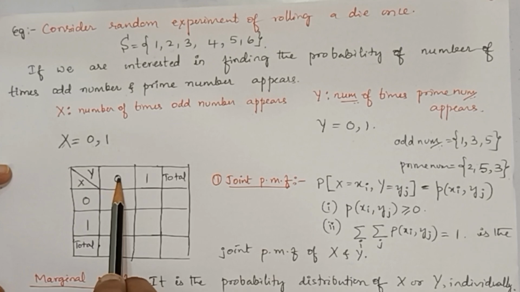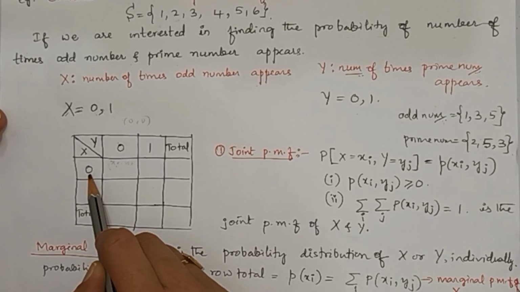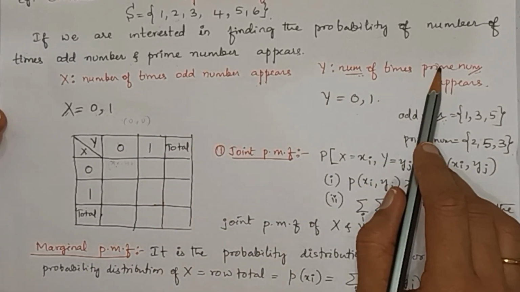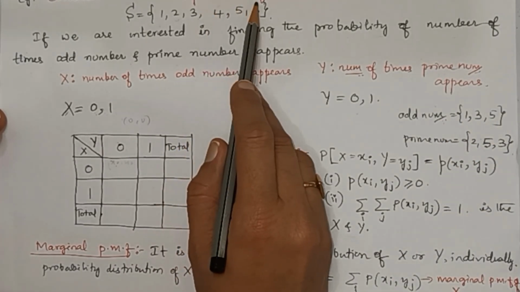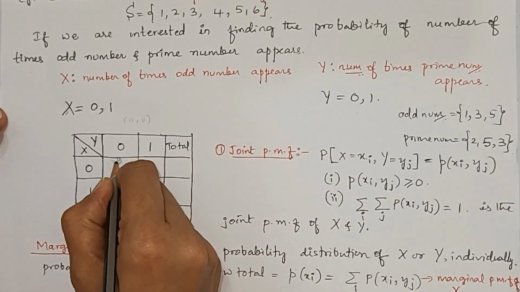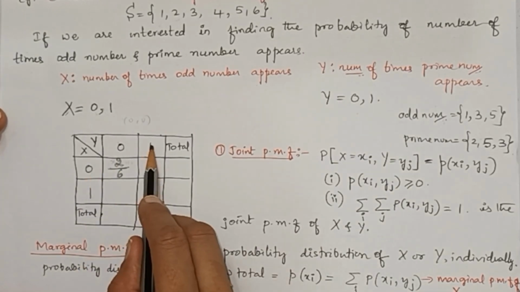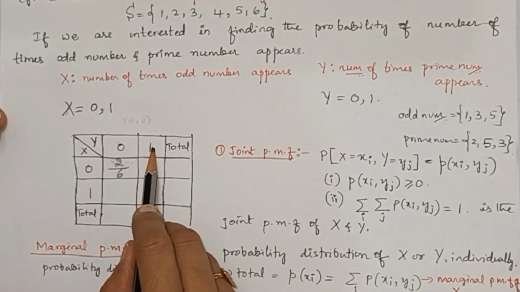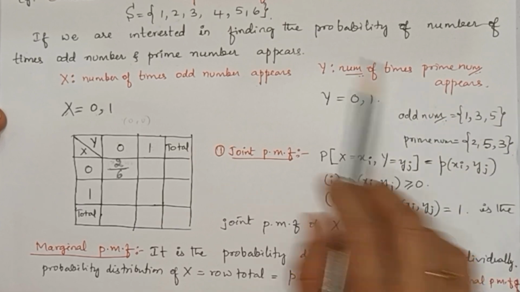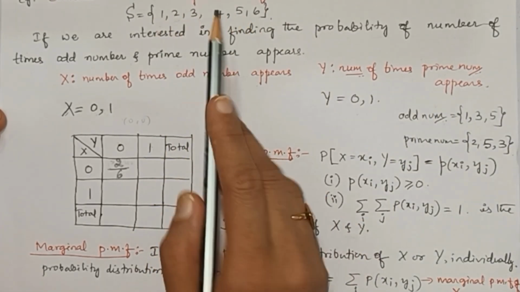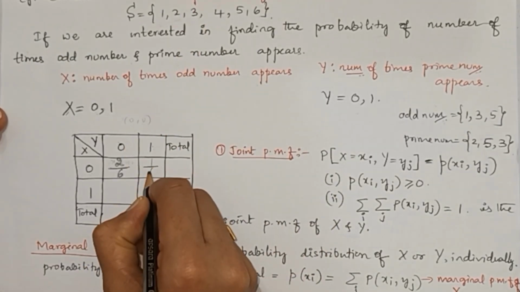Now for 0, 0, you have to get the probability when x is 0 and y is 0. When x is 0 and y is 0, it means no odd number and no prime number appears. So these are odd and prime. Which are the remaining outcomes? 4 and 6. How many favorable outcomes? 2. So it is 2 by the total outcomes 6, so you will get 2 by 6. Then 0, 1: no odd number, one prime number appears. No odd number means the possibilities are 2, 4, 6, out of which the prime number is only 2. Therefore, one possibility, 1 by 6.